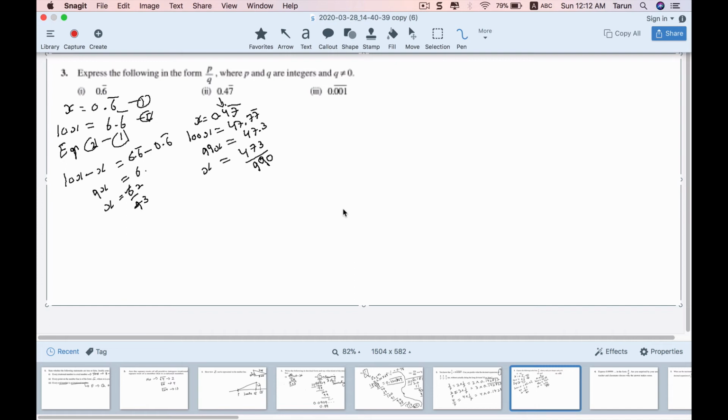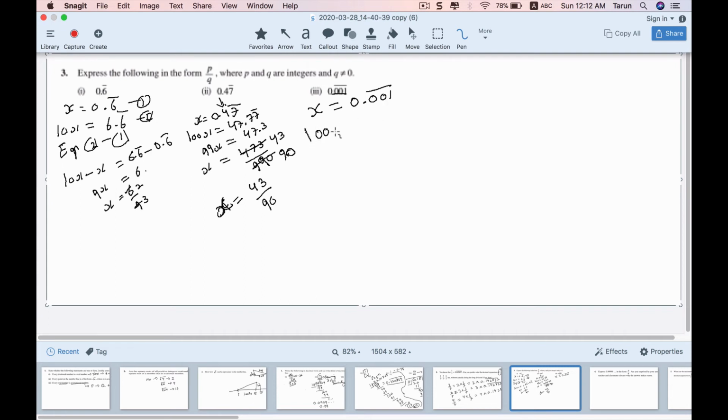Okay guys, so I've cleaned up the workspace. Now coming back to the question, we had 473 upon 990. Now it is clear that both of these are divisible by 11. We can reduce it and we will get 43 upon 90. So x is equal to 43 upon 90. Now coming to the next part, again over here we can see that there are 3 decimal places. So I will write let x is equal to 0.001 and a bar.